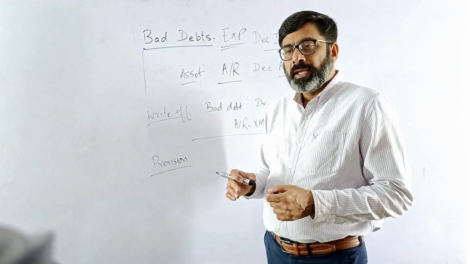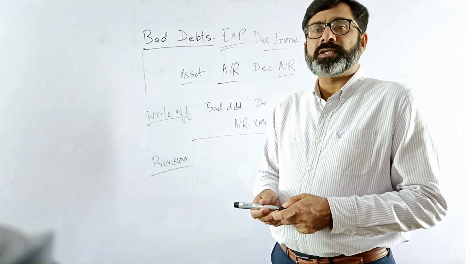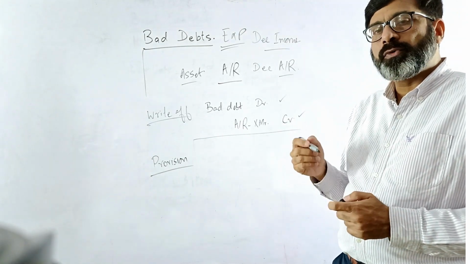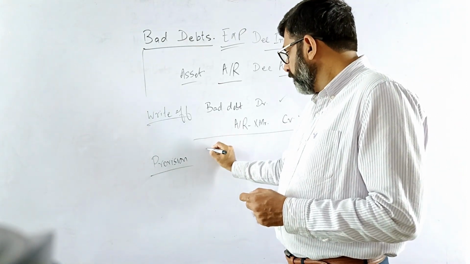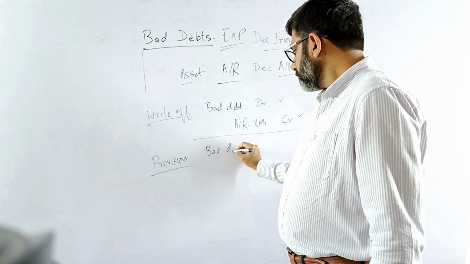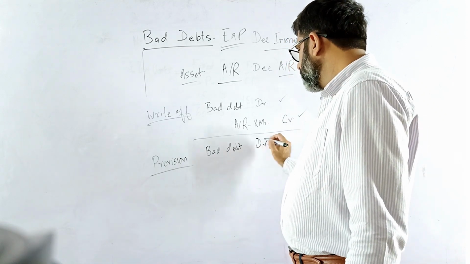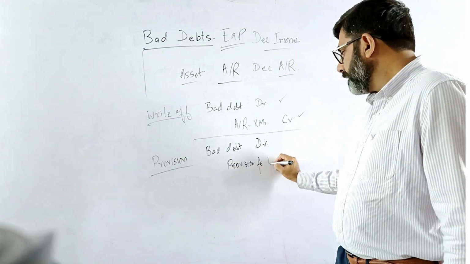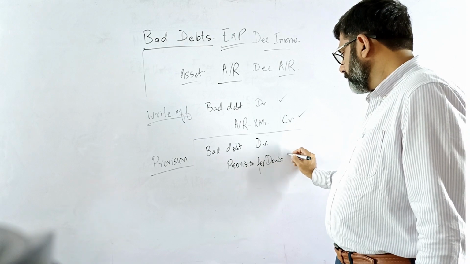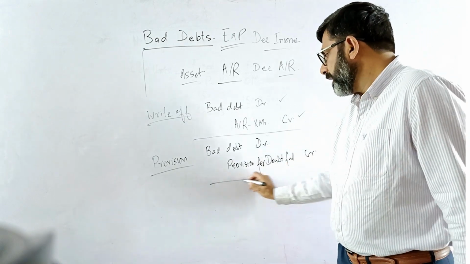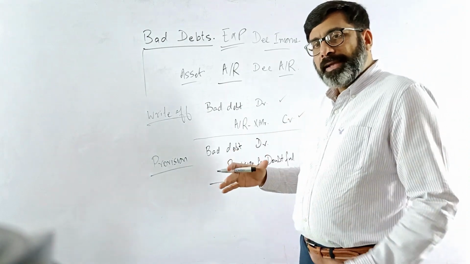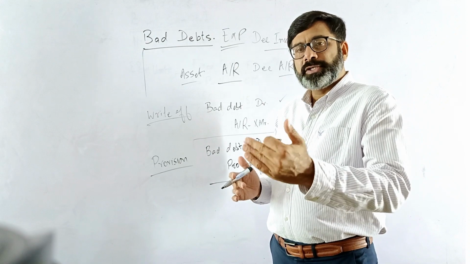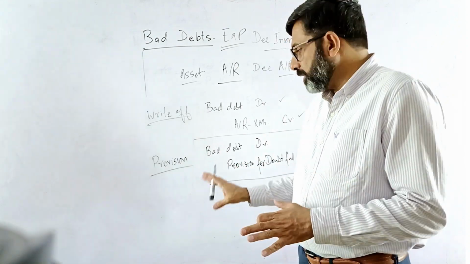As per the concept of conservatism, any future losses will be recorded. So in the concept of provision, we create a provision for that. Again, here we have bad debt that will be debit, and then the provision for doubtful debts will be credit. Now it is estimated at the start of the year for the whole next year, meaning we are estimating how much the expense will be.